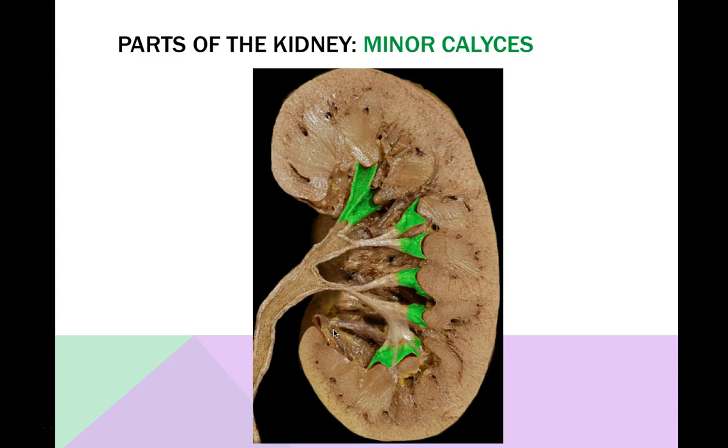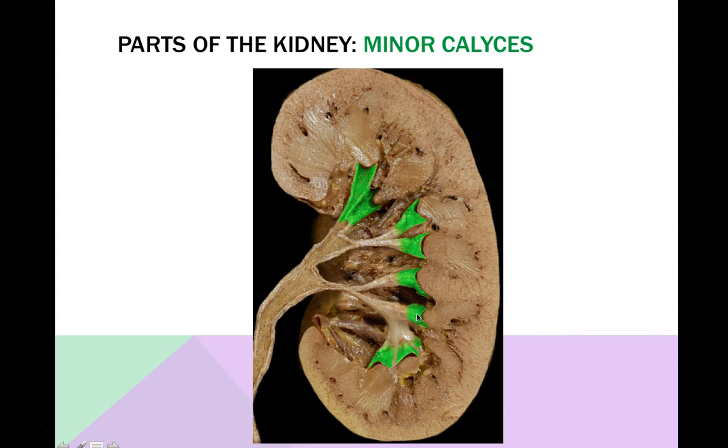So here are minor calyces. These are one of the structures that belong inside our renal sinus. And you can see the very tip of the renal papilla here would drain into these minor calyces. So here's a renal papilla draining into this minor calyce. Same thing here. Papilla into the minor calyce. And if we wanted to say minor calyce in a singular form, we would call that the minor calyx. So this is a minor calyx.